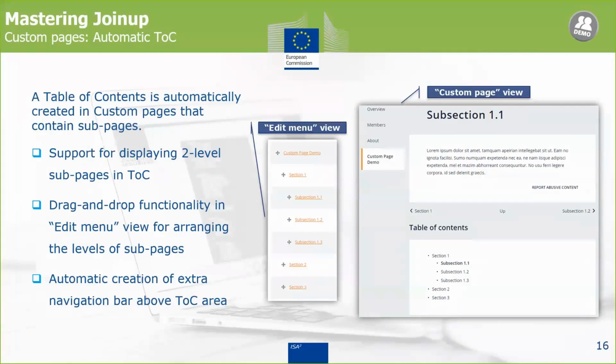Some quick notes for the bullet points here. We have two-level support for the table of contents. As you can see here, this is the top-level custom page, and it has level 1 and level 2. We'll do a quick demo too, so you can see how that works. We have drag and drop functionality in the edit menu, so you can actually drag and drop and create your levels, level 1, level 2. So that's helpful. And you can rearrange, of course, your pages as you wish.